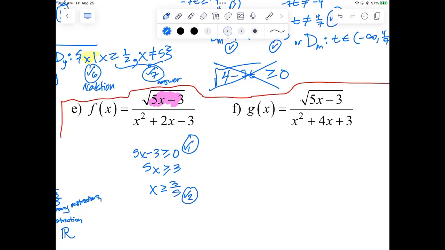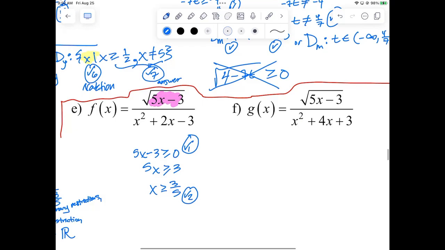Now we just quickly double check, right? What is a number bigger than 3/5 that we claim works? 1, right? 5 times 1 is 5. 5 minus 3 is positive. Who cares, right? It's 2, but it's positive. That's what we want. So I got that part done.